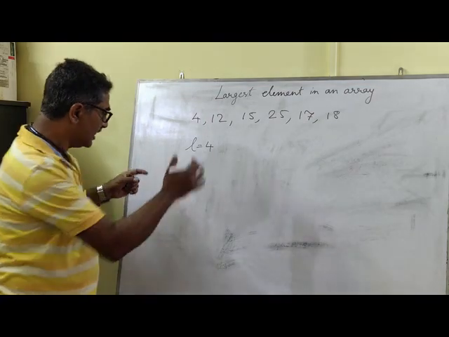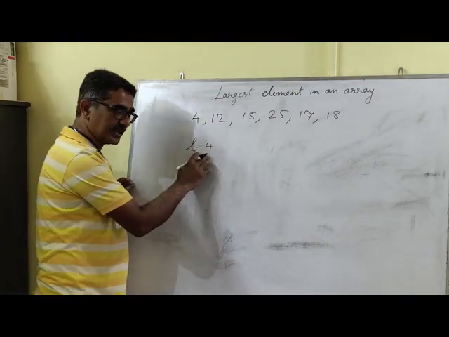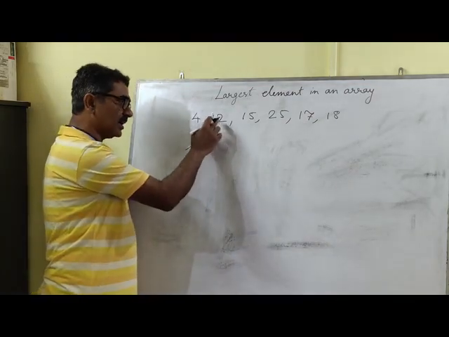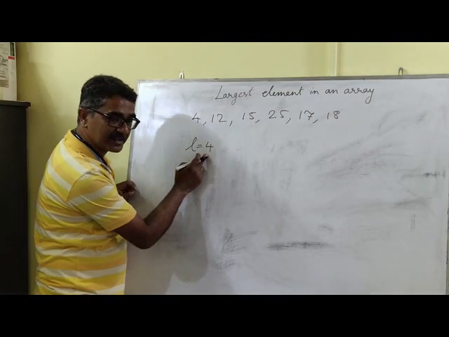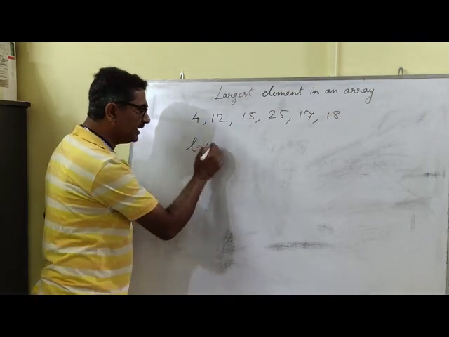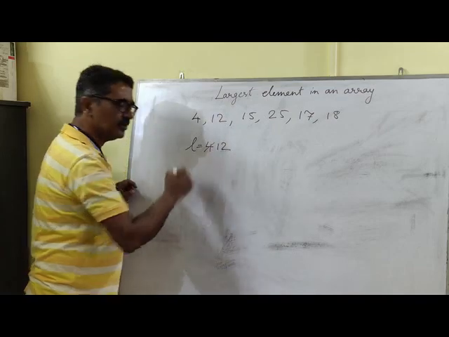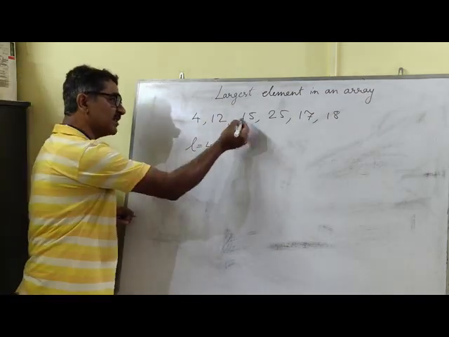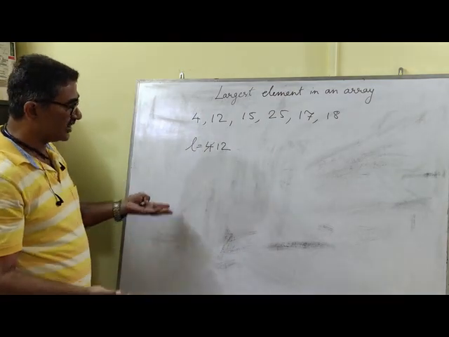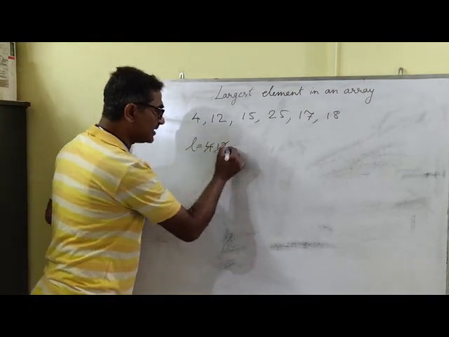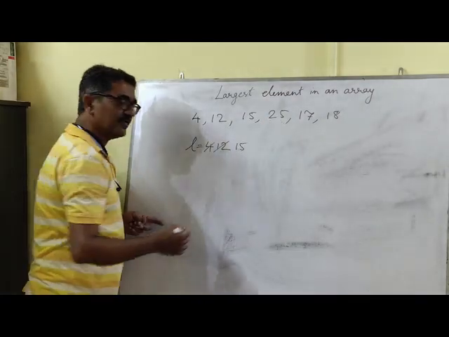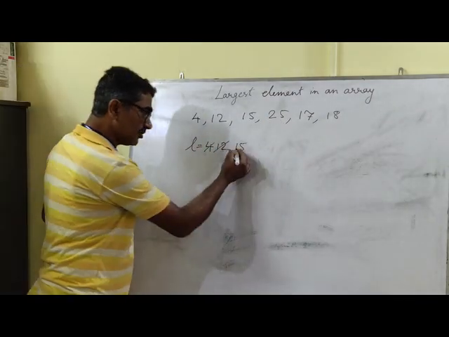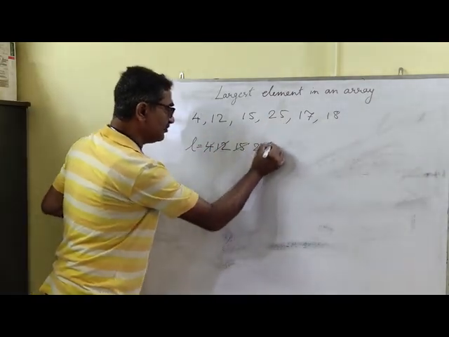So how does it work? Let's see. The first element, I have stored it in L. The next element is what? 12. Now 12 happens to be greater than L, so therefore store it in L. So L contains now 12. That is, it replaces the value 4 with 12. Next comes 15. Is it greater than L? Obviously it is greater, so replace that 12 with 15. 25. 25 is again greater than L, so assign it or replace it with 25.